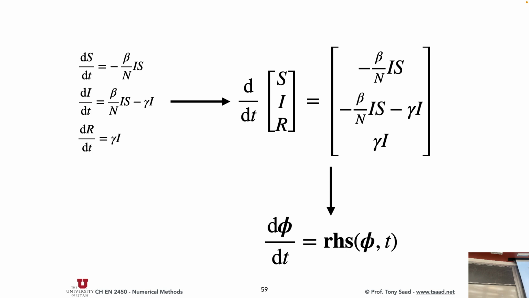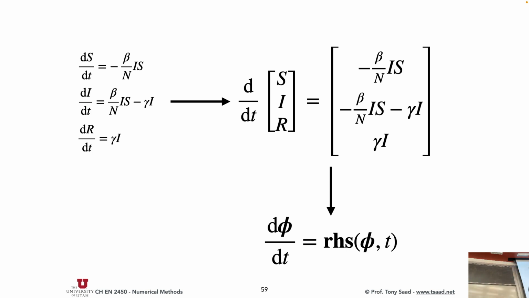Now notice, each equation could depend on all other equations. The first equation, which is the equation for S, depends on I. The equation on I depends both on S and on I, right? And the last equation, for R, depends only on I. Okay, so there could be coupling across all different variables.